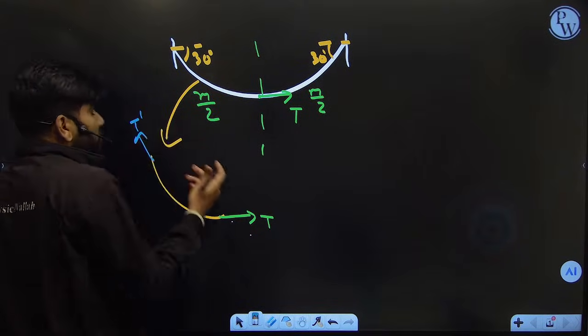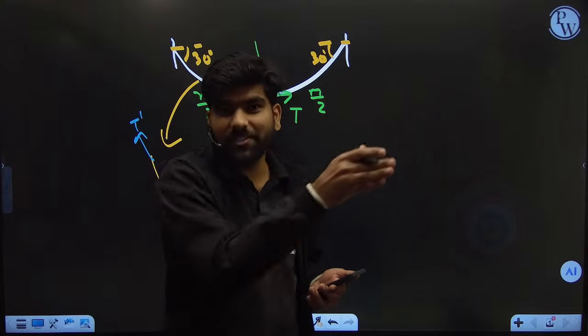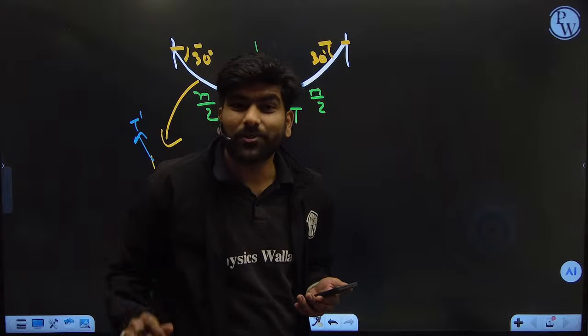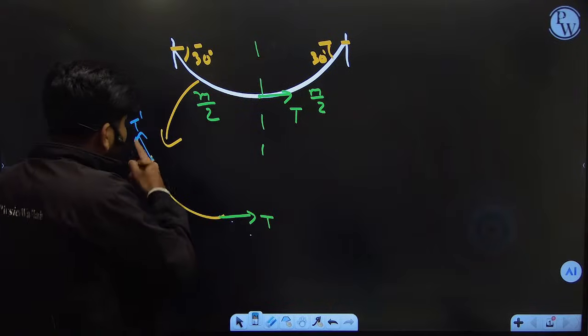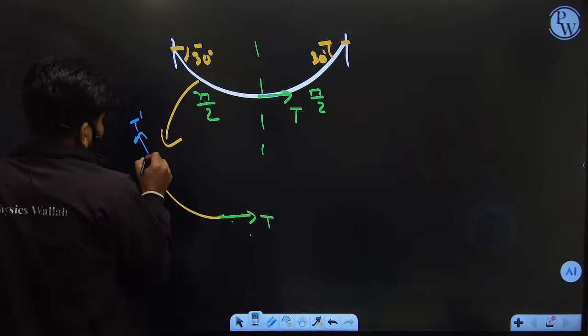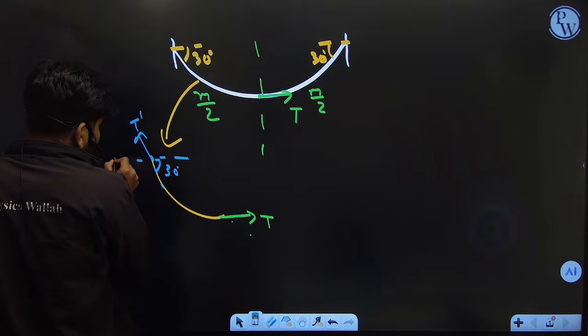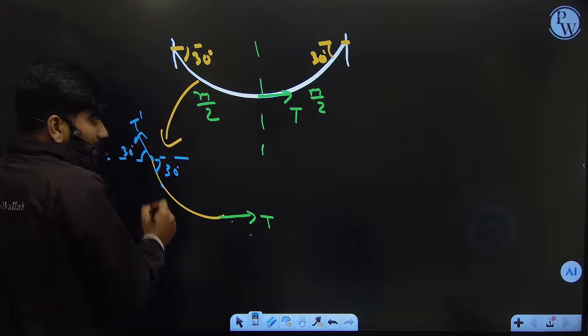The string, it's not a string though, it's a rope, and the rope has mass. We know that if something has mass, the tension varies throughout its length. So the tension at the other end is going to be a bit different. I am calling it T dash, and at what angle is it going to be? This angle is 30 degrees. Here, this angle is 30 degrees. It makes this angle also 30 degrees.